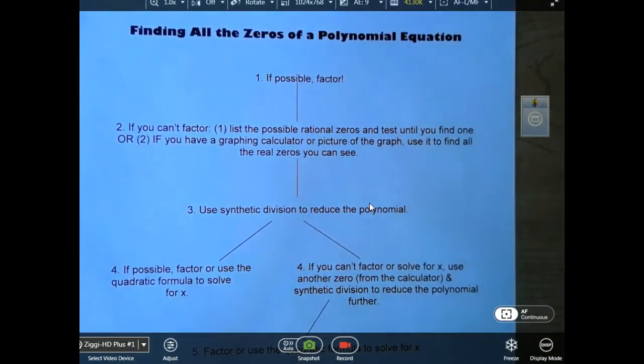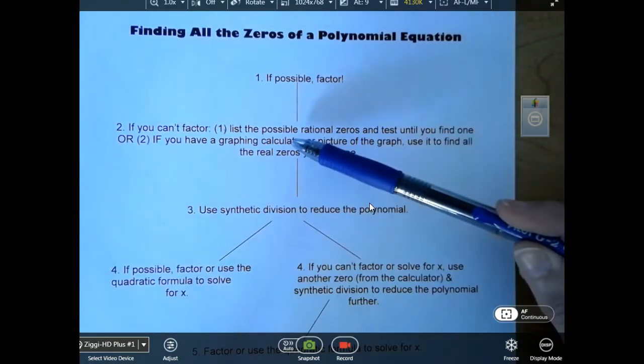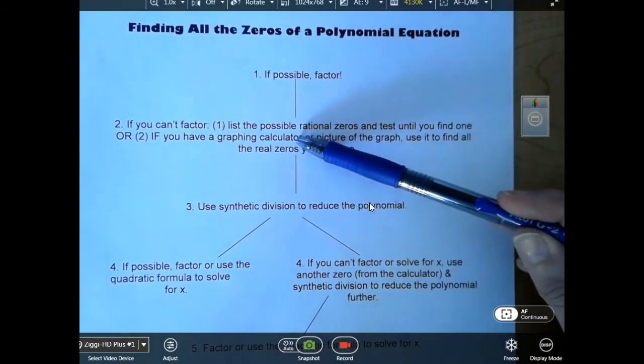Okay, today we are going to learn how to find all the zeros of a polynomial equation without using the calculator, and then tomorrow we will bring the calculator back in and use that. So anytime it references using the graphing calculator, we're going to hold off on that.